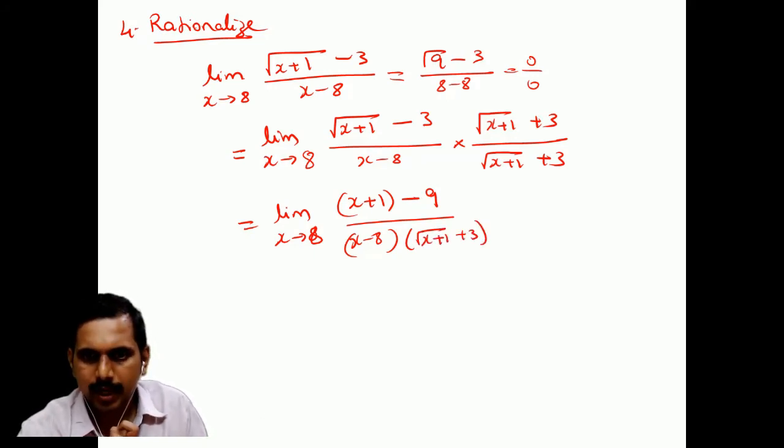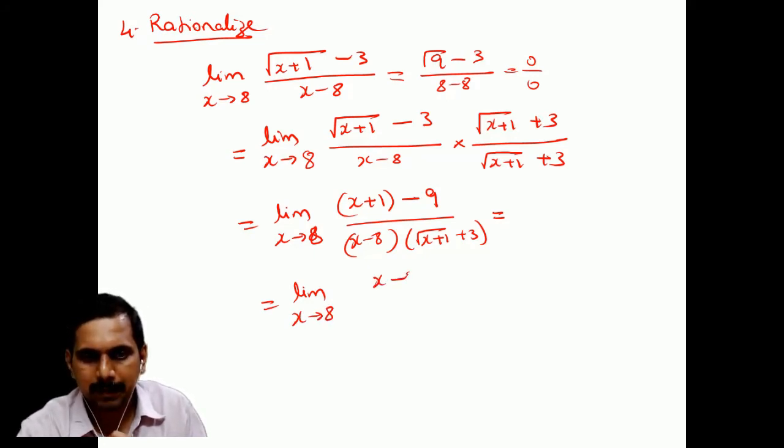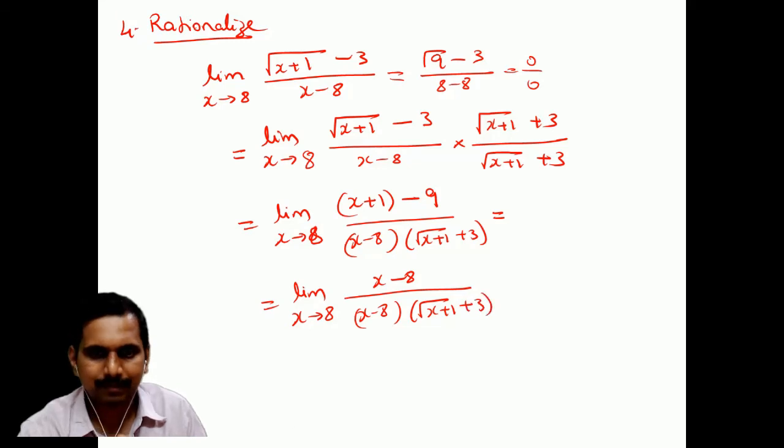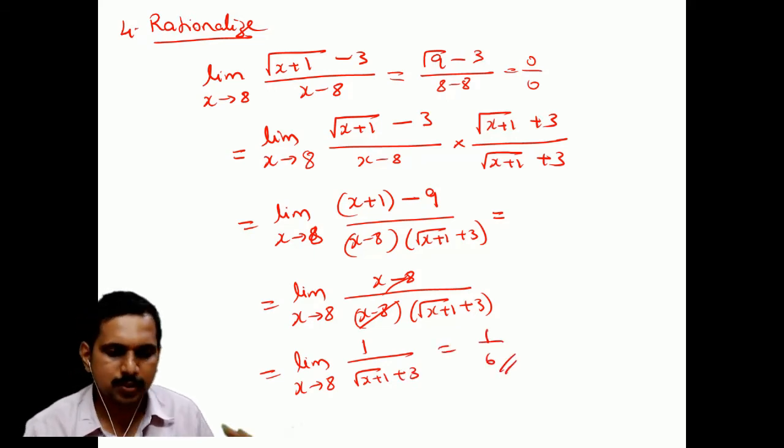Clear, students? Now you can hope that something will get cancelled out. The numerator will come as x minus 8, and below you will have x minus 8 into square root of x plus 1 plus 3. So you see this gets cancelled. So we get limit x tending to 8 of 1 by square root of x plus 1 plus 3. So tell me the answer, students. It is root of 9 plus 3, so it will be 1 by 6. Easy, students. Any doubts till now?